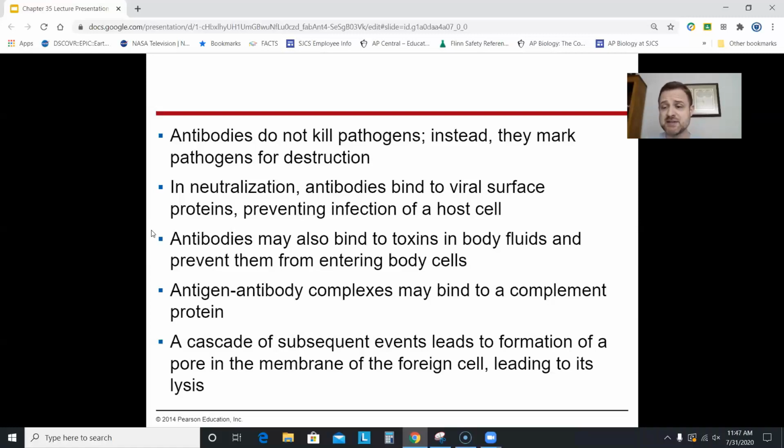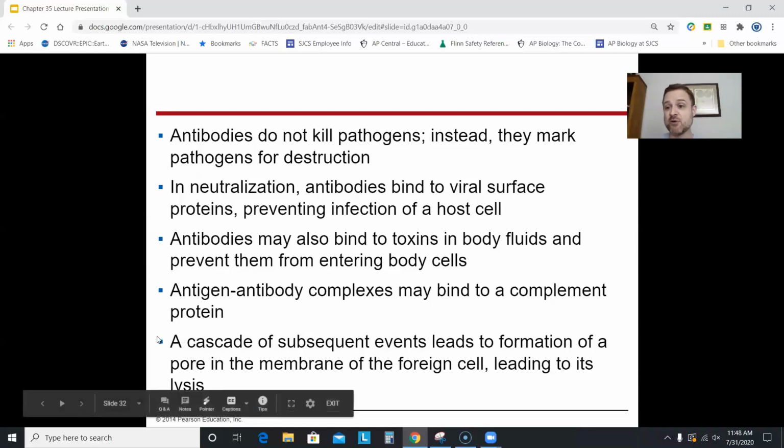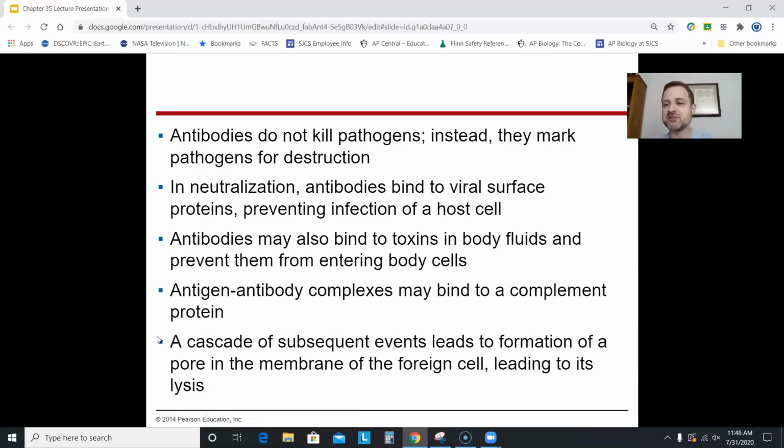Sometimes they'll bind to toxins, and if a toxin can't get into a cell, you've kind of neutralized it. In some cases, they'll activate the complement system, which is that group of 30 proteins that help target pathogens. And the complement system, if it's activated, will cause an infected cell or a foreign cell to lyse open. So again, through various means, antibodies don't actually kill anything. They target them for whatever pathway for destruction, either neutralizing them or causing them to clump together, or targeting them for a white blood cell to come later and take care of them.